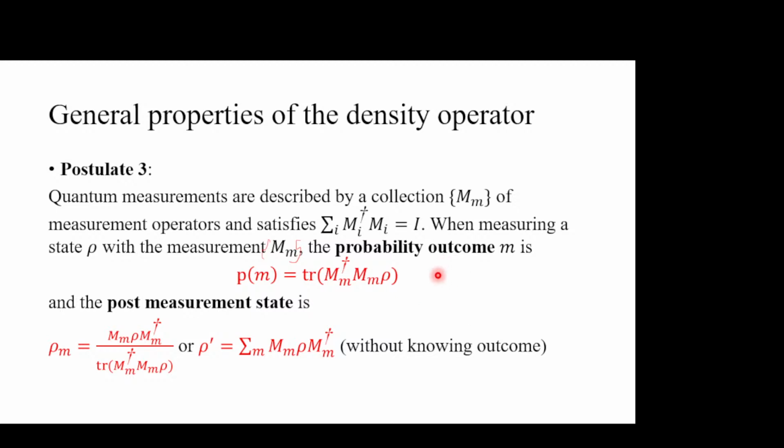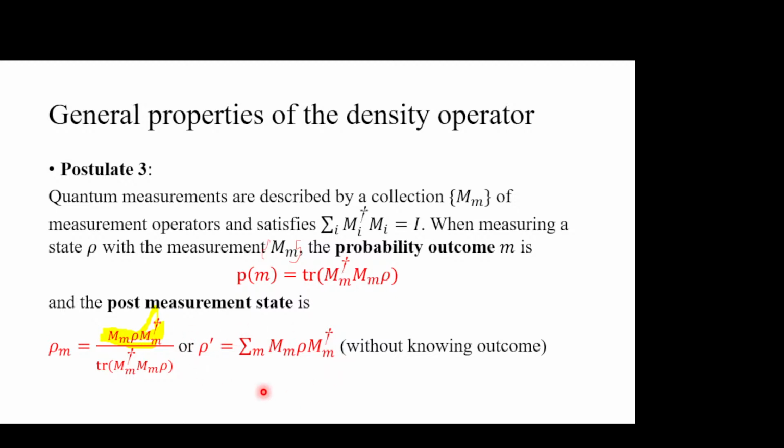Here we also need to remember the post-measurement state. The post-measurement state is M m rho M m dagger. Once again, you sandwich your rho with M m. And then we need to normalize. Remember, rho needs to have trace 1, so we divide by its trace. The trace is M m rho M m dagger, and you just use the cyclic property to put M m dagger here. So the measurement probability is the trace of M m dagger M m rho, and the post-measurement state is M m rho M m dagger, normalized.